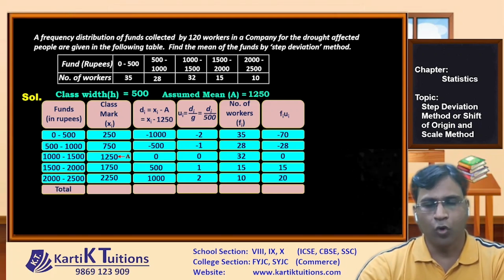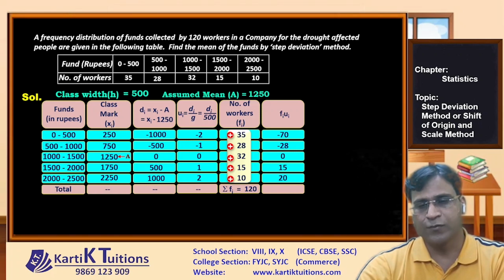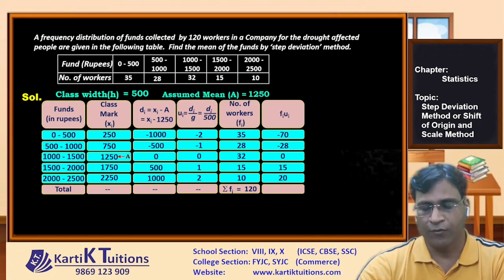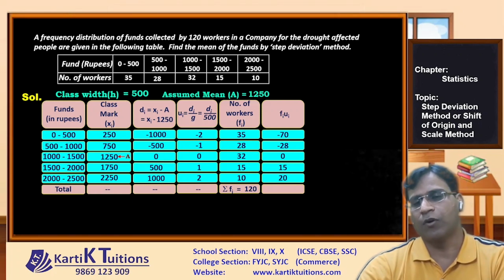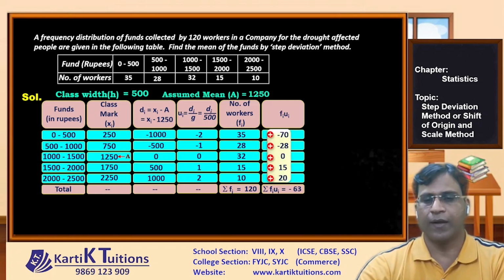Now we have to find the total. So we'll find the summation of fi, that is 35 plus 28 plus 32 plus 15 plus 10, which will give us 120. Now here again in fiui, if you just try to compare with the first method, assuming method, here first two values are negative and the last two values are positive. So first find the sum of negative values and then find the sum of positive numbers and then find the difference between those two values. You'll get the sum of the column, that is minus 63. Am I clear till here?